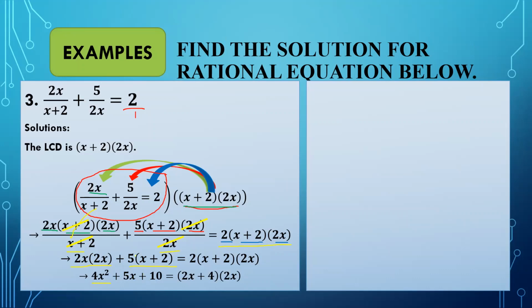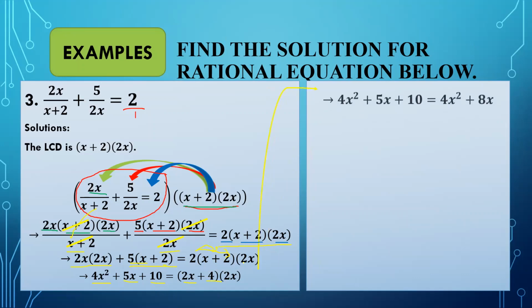Next, distribute 5 to the given expression, x plus 2. So 5 times x is 5x, and 5 times positive 2 is positive 10. Therefore, we have plus 10. Then here, we will distribute 2. So 2 times x is 2x, then 2 times positive 2 is 4. Then copy 2x. Again, we only distribute 2 to x plus 2. We didn't distribute 2x yet, so we just copy 2x.